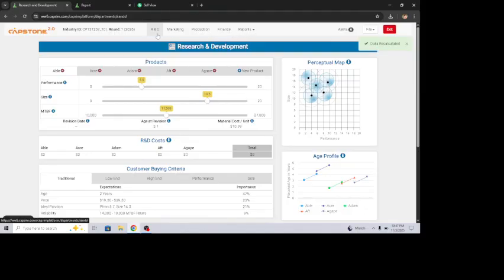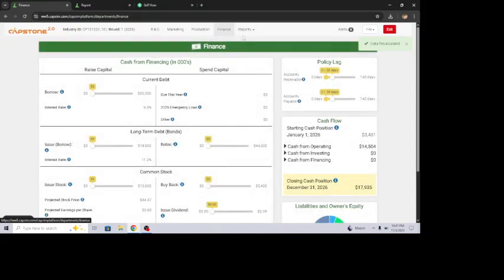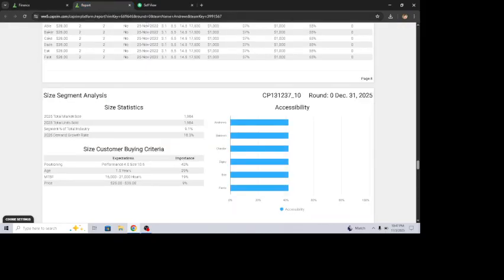So before you can make any decisions, we are going to check on our reports, which is here, and then you can click on the first report. That one brings the report for the previous year. So in our case, this is the report. It gives us the picture of how the previous year was.